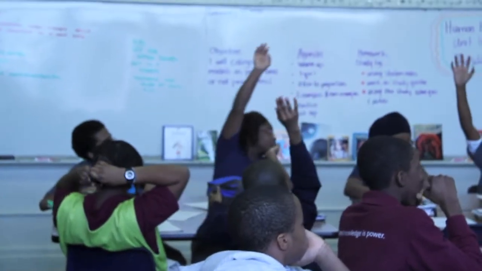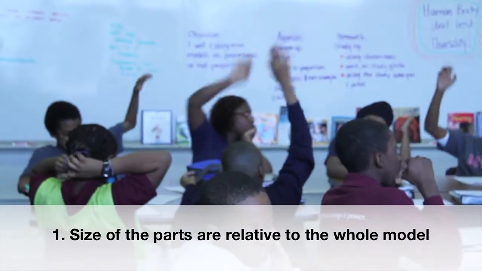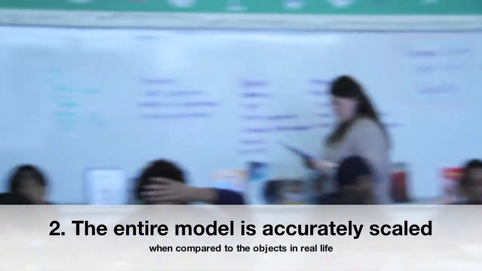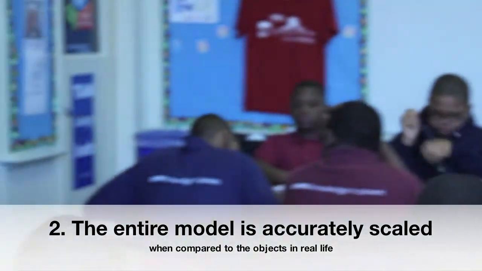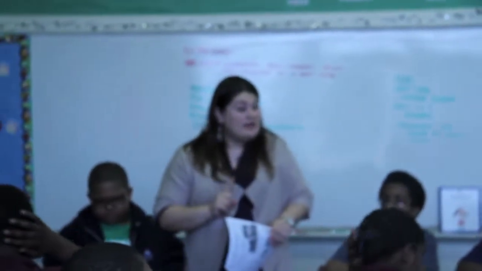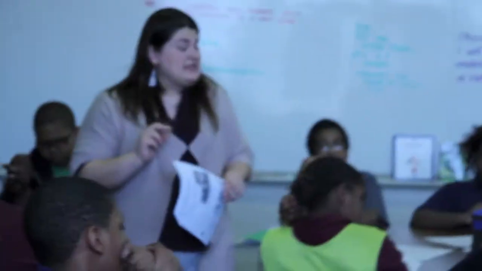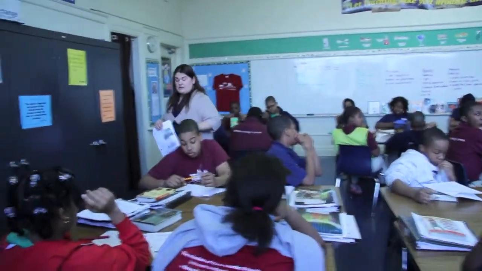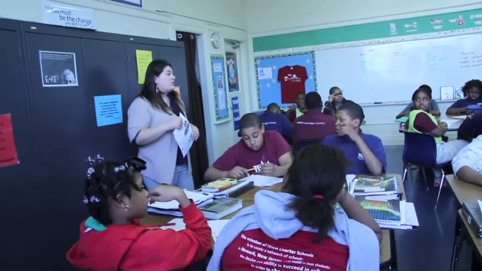Read the two critical attributes, please, Malik. Size of the parts are relative to the whole model. The entire model is actively scaled when compared to objects in real life. And again, Leasia, if a model is missing one or both of these things, it is not what, Abdullah? Not proportional. Good. It's not proportional.